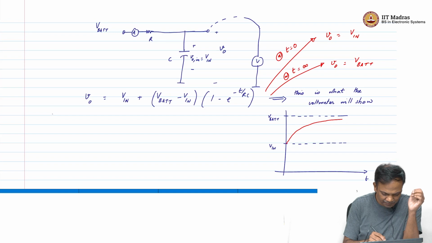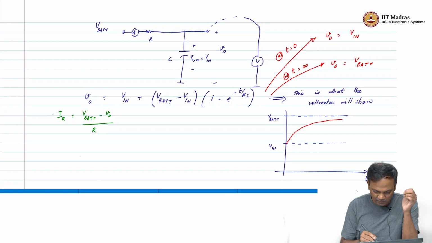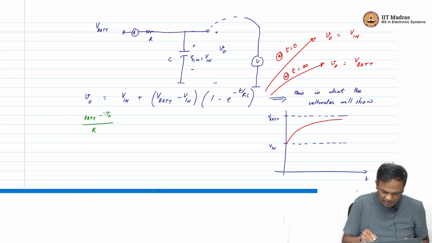So, current, switch current. I am going to first calculate the current flowing through the resistor R. What is the current flowing through the resistor R? It is V bat minus V naught by R, right.